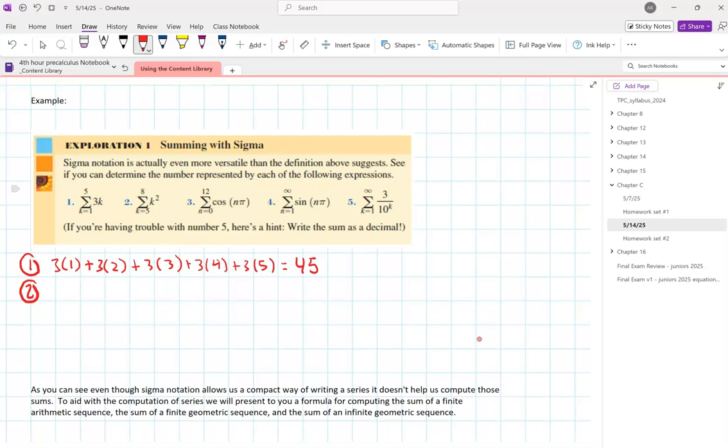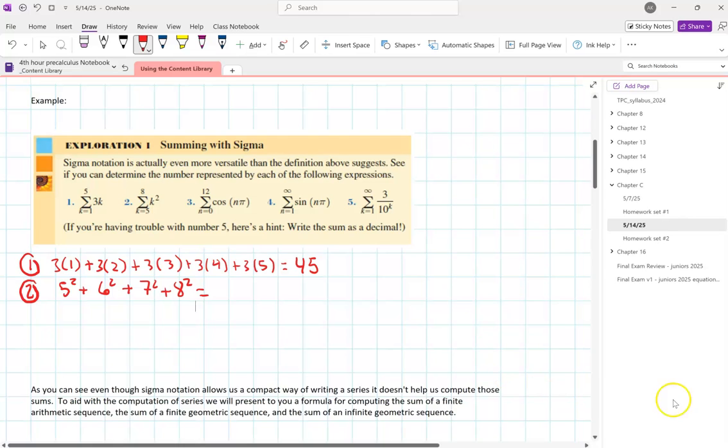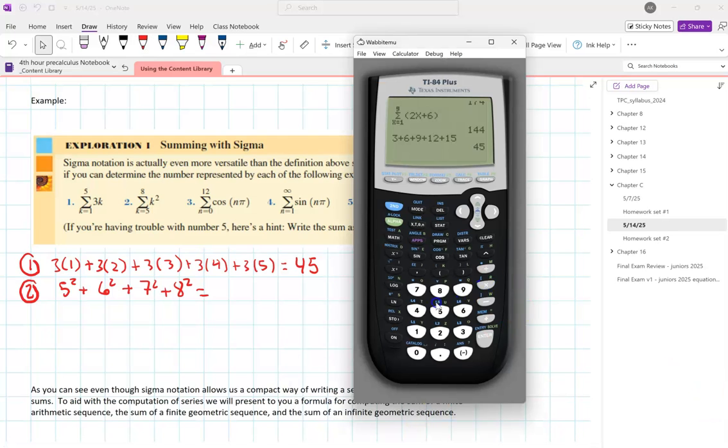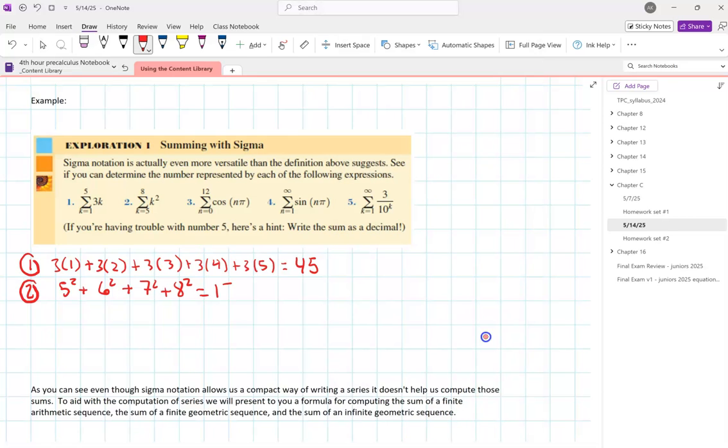The next one is the sum from the 5th term to the 8th term of k squared. So I'm going to be plugging in 5, 6, 7, and 8 for k, and again I'll just go to my calculator. Is everybody okay with how I'm doing that, what I'm plugging in and how I'm getting the things that I'm adding up here?